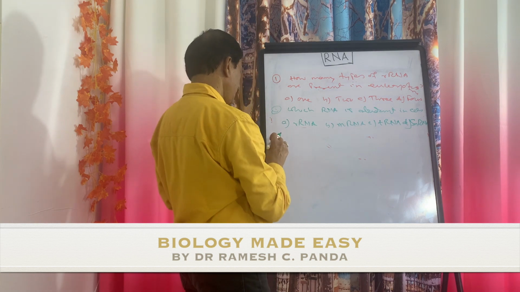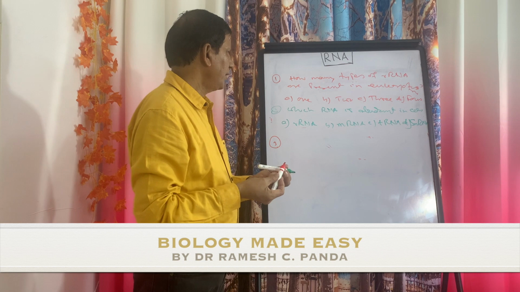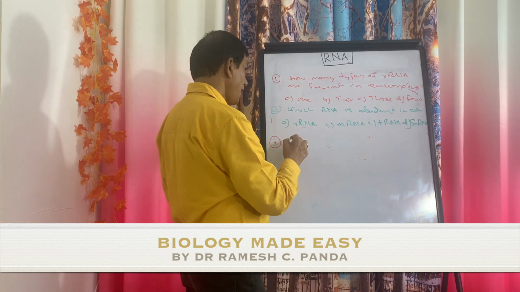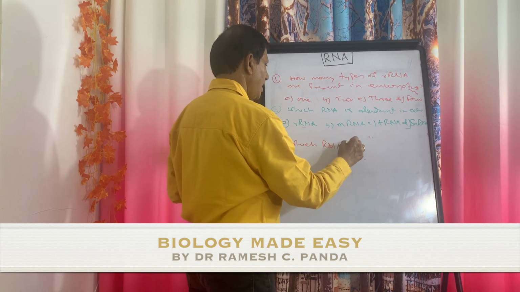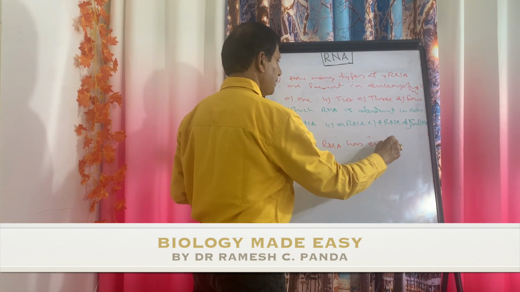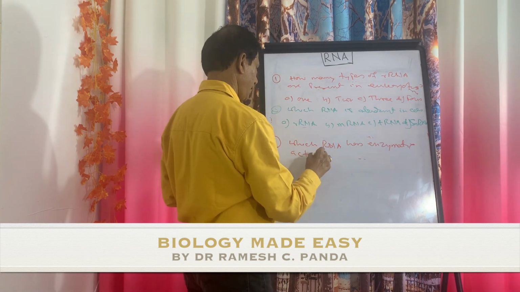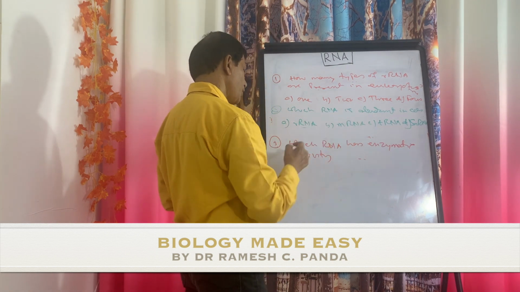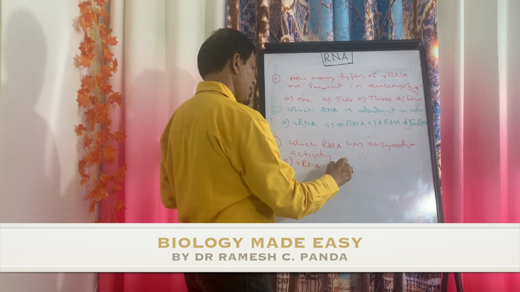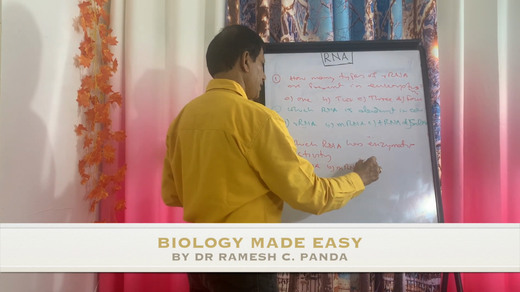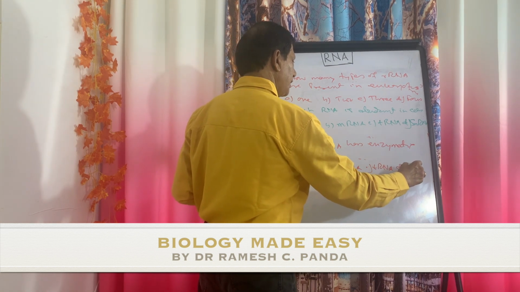Now the third question: you can tell which RNA has enzymatic activity. The same four choices: A rRNA, B mRNA, C tRNA, and D snRNA.